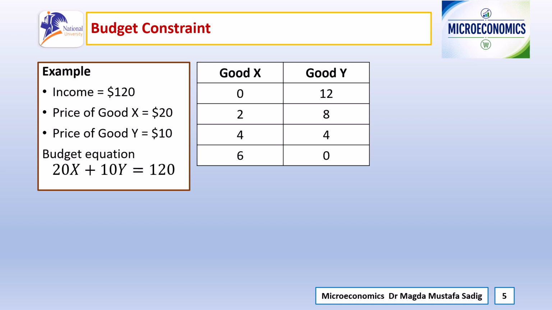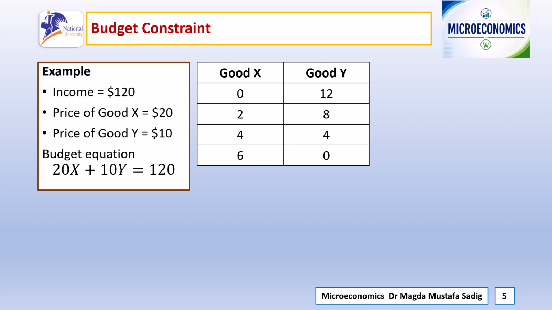If they buy 2 units of good X, they can afford 8 units of good Y. If they buy 4 units of good X, they can afford only 4 units of good Y. Each combination uses the entire income of $120. Try to do it by yourself. Try to multiply good X by price X and good Y by price Y at each combination.